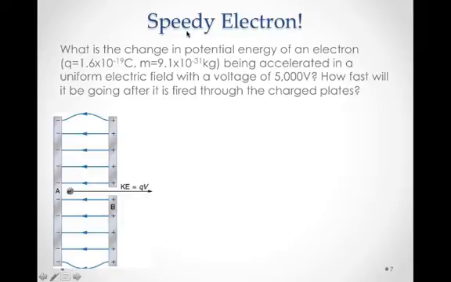So we have a problem here about a speedy electron. What is the change in potential energy of an electron? The electron has a charge of 1.6 times 10 to the negative 19 coulombs. An electron also has a mass of 9.1 times 10 to the negative 31 kilograms. So what is the potential energy of the electron being accelerated in a uniform electric field with a voltage of 5,000 volts? And then if it is let go, how fast will it be going after it is fired through the charged plates?